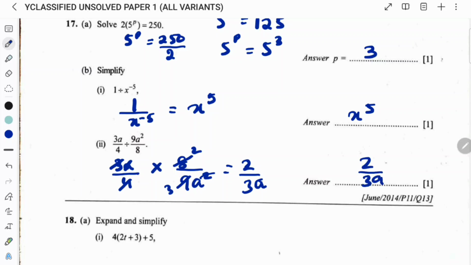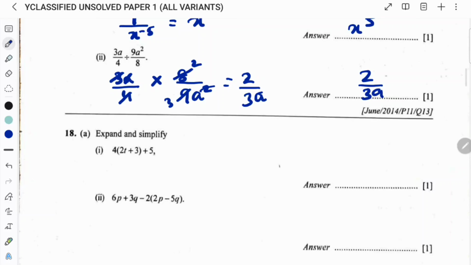Alright, so the next question is, expand and simplify. 4 times 2 is 8, 8t, and 4 3s are 12 plus 5. Now we have to simplify it. So 8t, 12 and 5 is 17. 8t plus 17 is your answer, which is 8t plus 17.